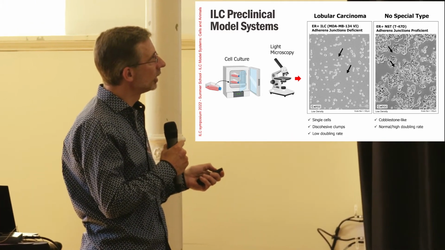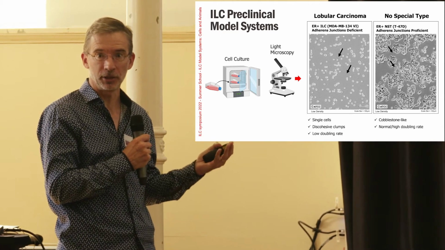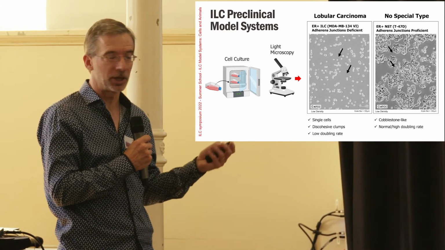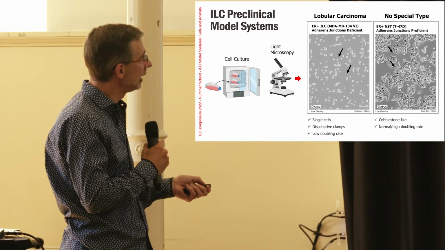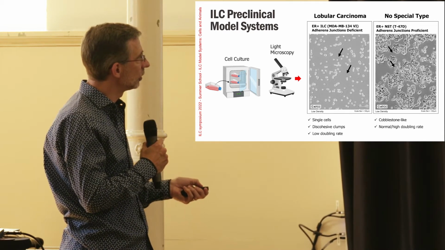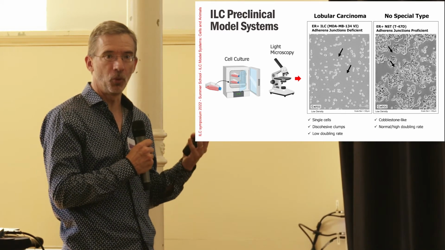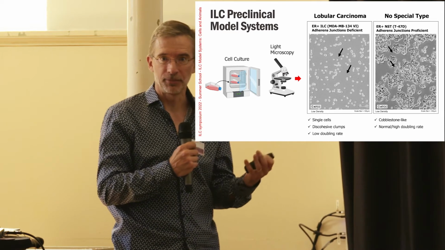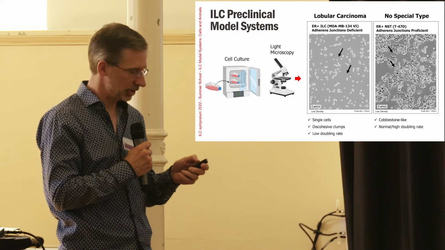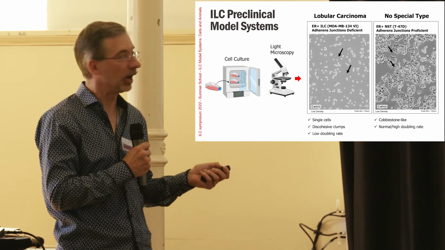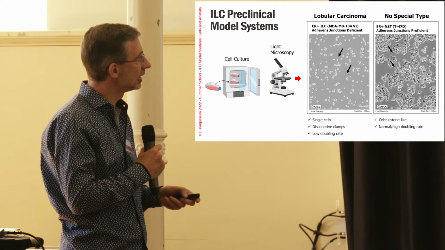The ILC cell lines, when you look at them, look like they would in the human, in that they are detached from each other because they don't contain E-cadherin, they don't bind each other, and they look like these single cells. But as I said, they grow as single cells, they grow as these discohesive clumps, and they have a very low doubling rate. And I think traditionally, before lobular breast cancer became something of interest to study, people probably wouldn't use these cell lines because they look kind of odd and they don't grow very well. And so traditionally, most research focused on these NST cell lines.